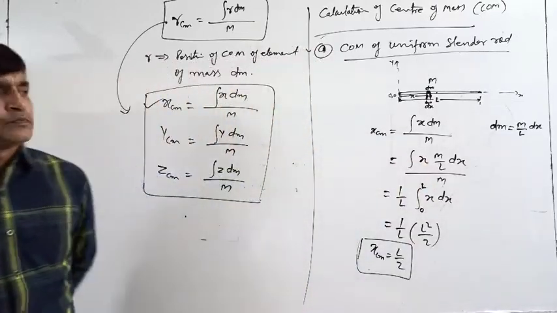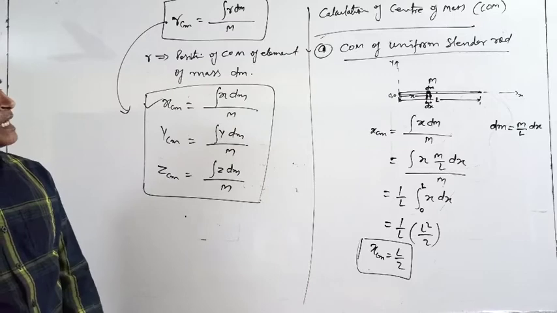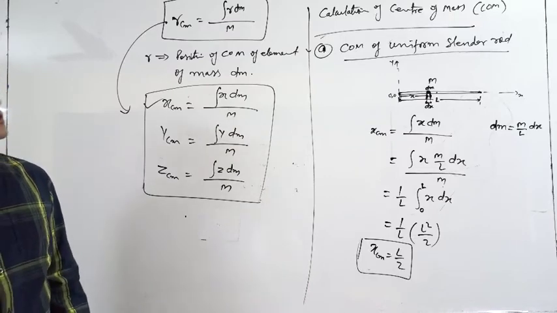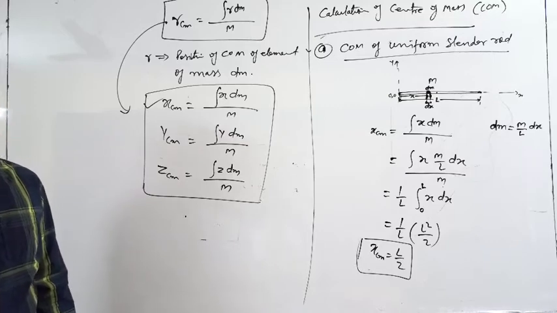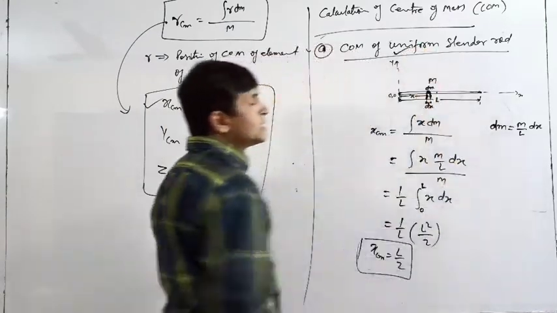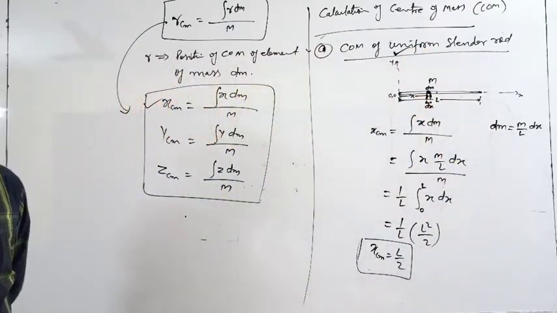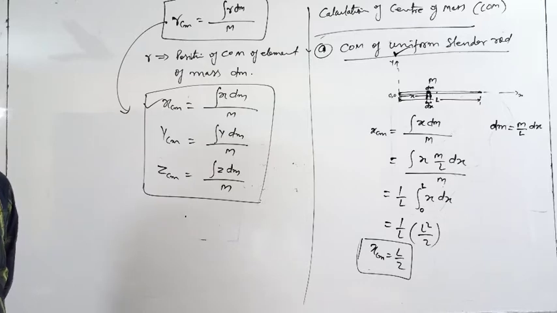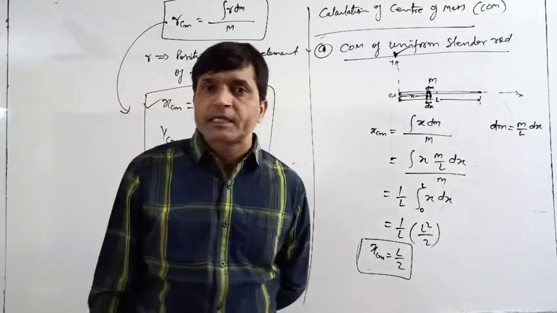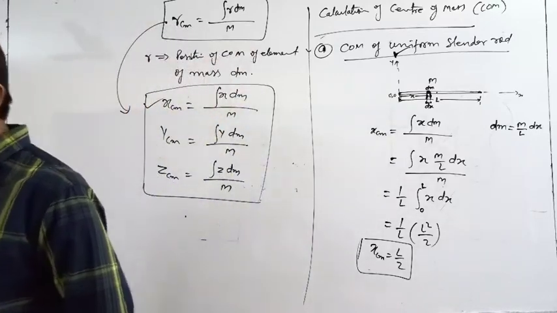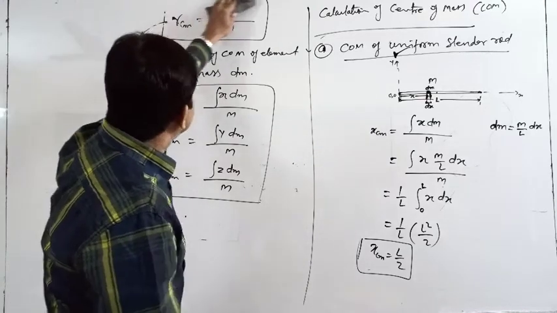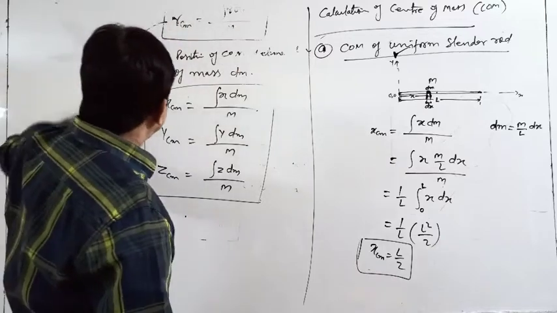L by 2. It means the center of mass of the rod is at a distance L by 2 from one end of the rod. But in which case? Uniform. Okay. See, another example. In that case, I am not using a uniform rod.